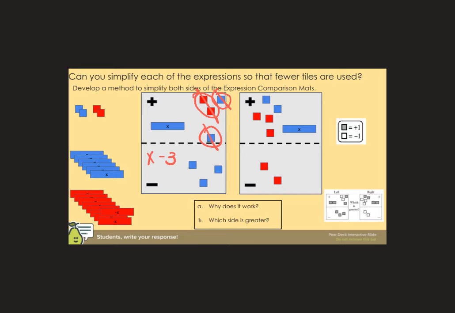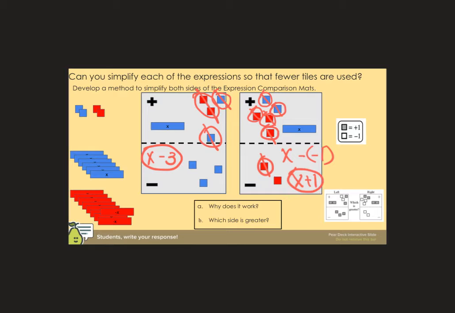If I go over to the right side, I have a zero pair with these two tiles. I have a zero pair with those two tiles. And we can cross those out. And then I want to see if I have any balance sets. Well, I have one negative on top and one negative on the bottom. I can get rid of those. So I have x minus negative 1, which is the same as x plus 1. Okay? We'll talk about which one's greater on the next slide.